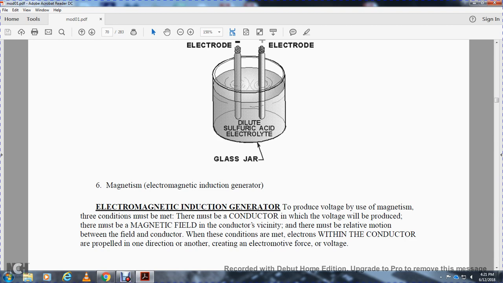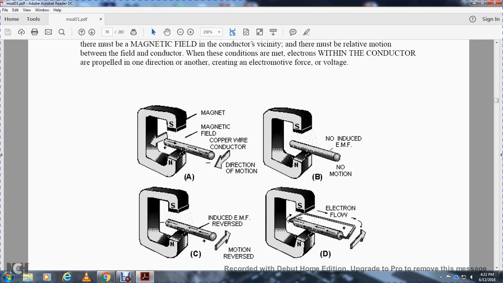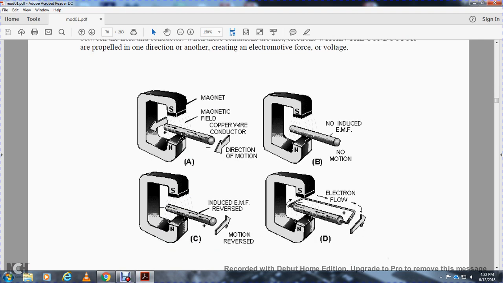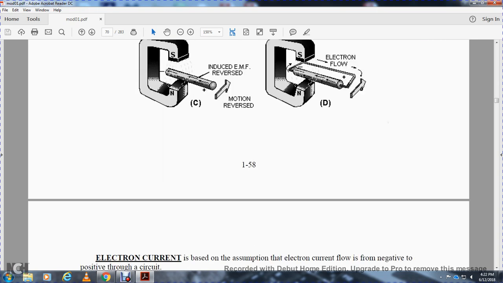These conditions are met with the electrons in the conductor propelled in one direction and then the other, creating an electromotive force. With the magnetic field and the copper wire, motion in the conducting direction induces an EMF; without motion, no EMF is induced. Reverse motion reverses the induced EMF and the electron flow.